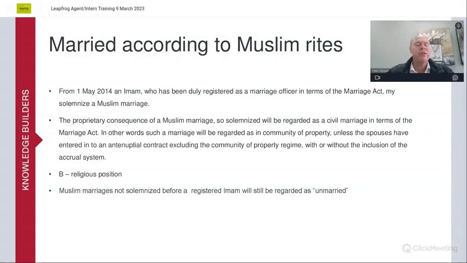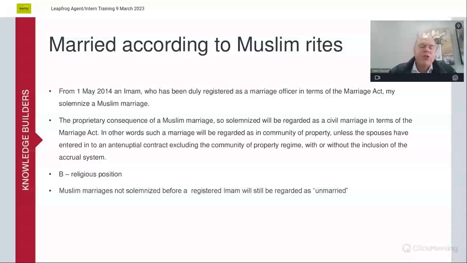You can buy, you can sell, you can do whatever you want to do because it's as if you are unmarried. So you don't need the consent of anybody. You don't need the consent of your spouse if you want to buy or sell property and you are married according to Muslim rites, because it is as if you are unmarried for South African law purposes.